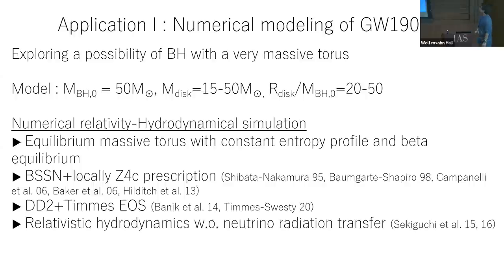So we explore the possibility of a black hole with a very massive torus as an engine of GW190521. We fixed the black hole mass at 50 solar masses, and we also vary the disk mass and the compactness of the disks, because we are aware that these variables are key ingredients for the gravitational wave emission from this system. We perform numerical relativity hydrodynamic simulations, and the equilibrium configuration is given as an initial condition. We implement the BSSN plus locally Z4c prescription for the Einstein solver, and we also employ the DD2 equation of state, in which the low density region is extended. We intentionally turn off the neutrino radiation in this simulation, because neutrino cooling makes the disk compact, and this makes the growth time of the instabilities and the gravitational wave morphology obscure.